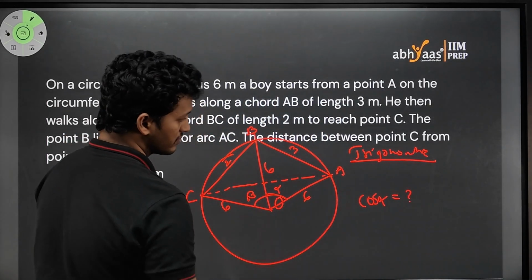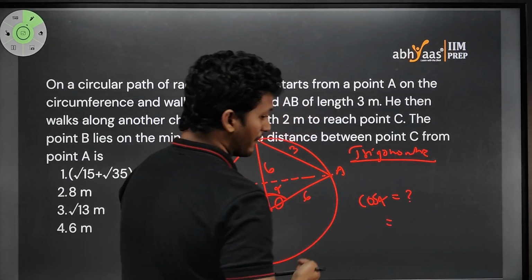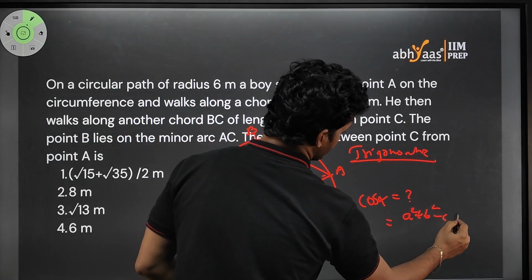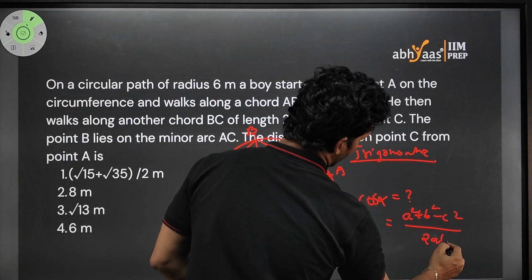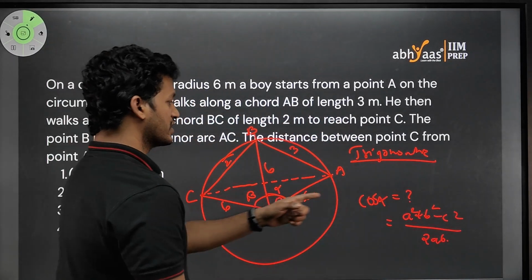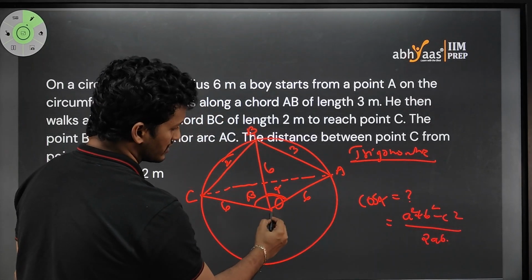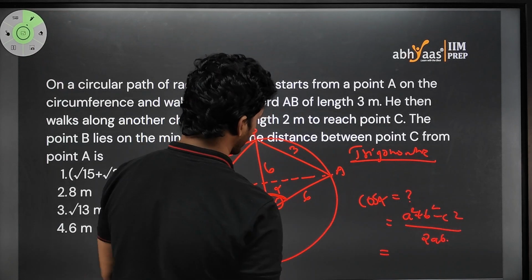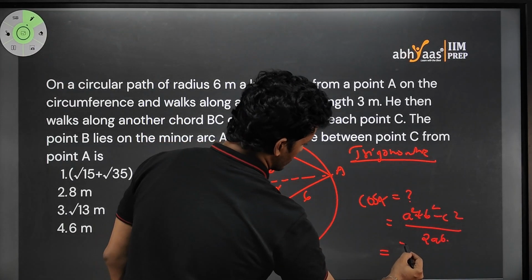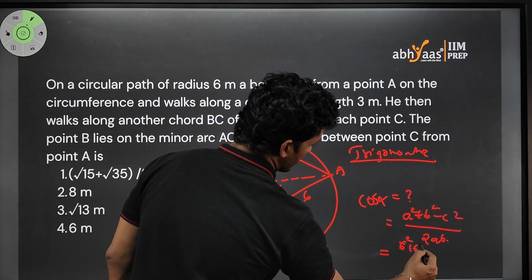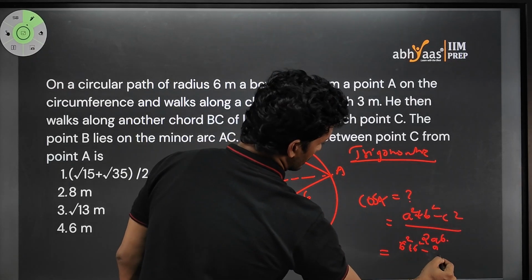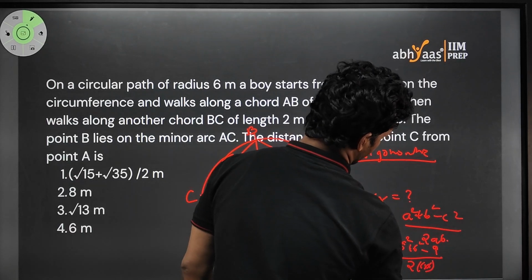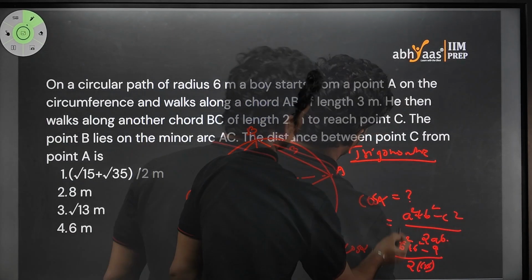Can I know cos alpha? Applying the cos rule, what is that? It's a square plus b square minus c square by 2ab. So if you think of this as alpha, a square plus b square is nothing but these two things, 6 square plus 6 square minus c square, by 2ab, 6 into 6. So that would be cos alpha.